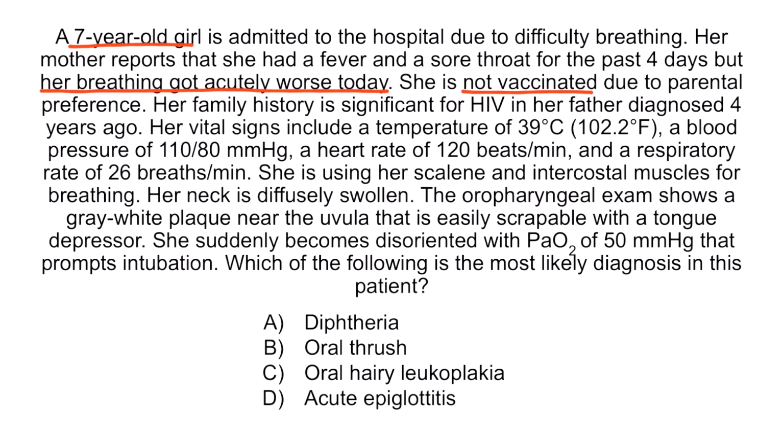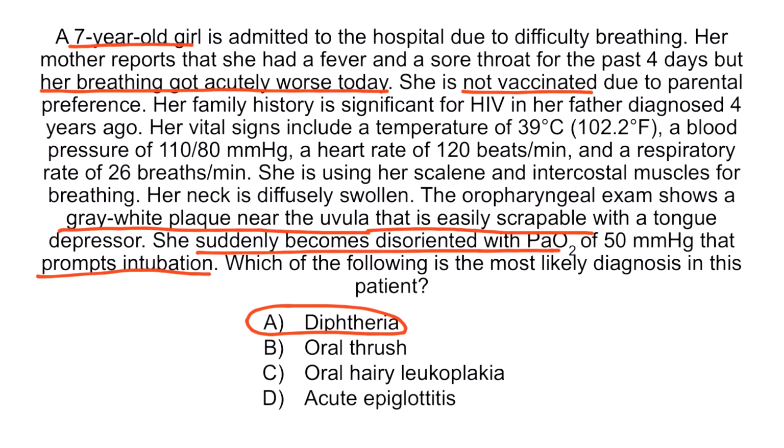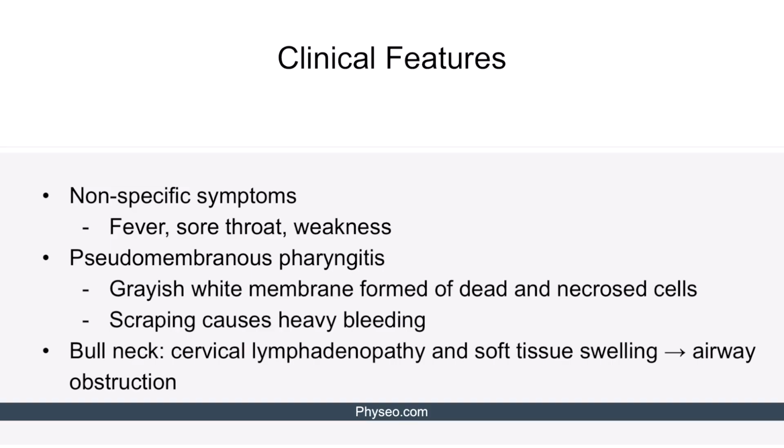a sore throat. Her neck is diffusely swollen, and she has a gray-white plaque near the uvula that is easily scrapable with a tongue depressor. She suddenly becomes disoriented due to severe hypoxemia that prompts intubation. This is a classic presentation of diphtheria, so the correct answer is A. Here's a slide that we discussed earlier that should hopefully remind you of the clinical features of diphtheria.